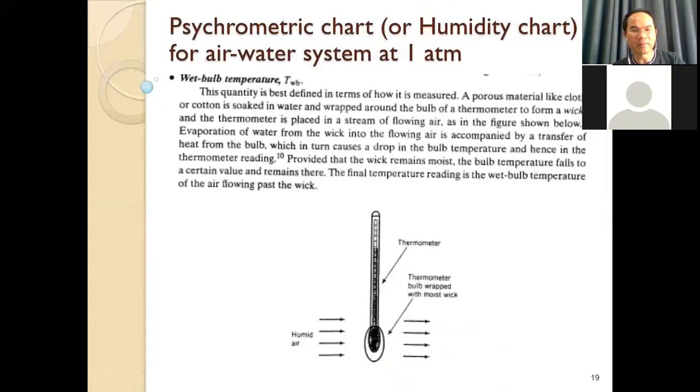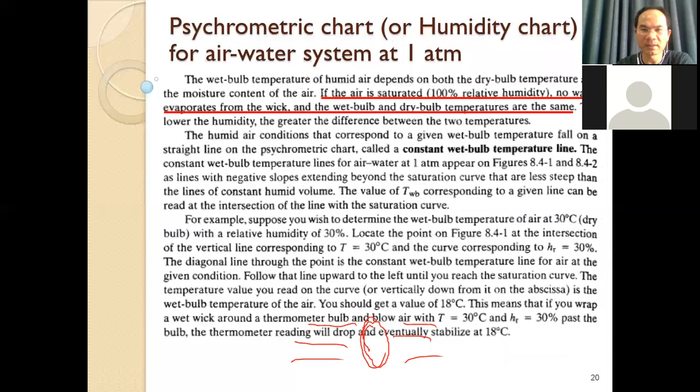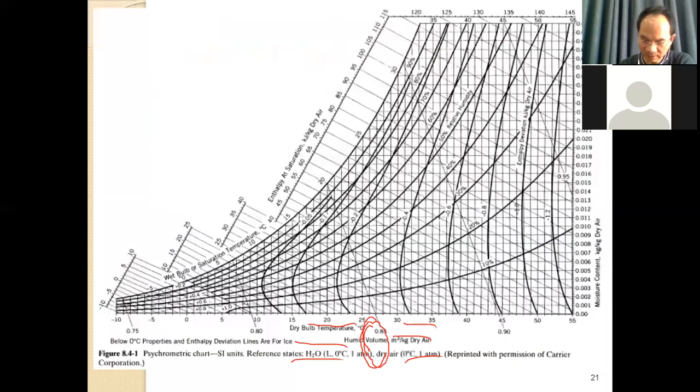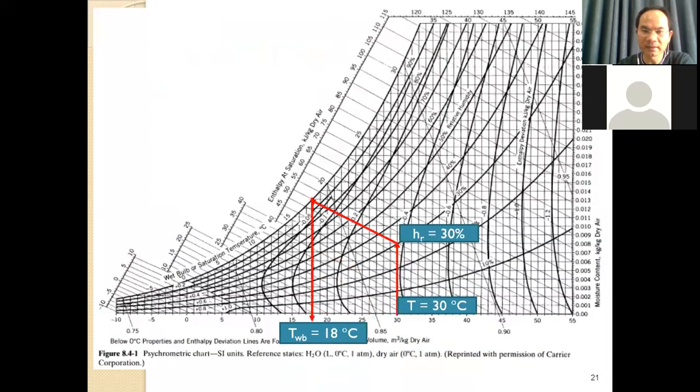For another piece of information, the wet bulb temperature is the temperature that we measure. We have some material covering the bulb that is kept wet, and then we have the humid air flow around this point, and you use the thermocouple to measure. You can see the wet bulb temperature. How do we estimate wet bulb temperature from a curve like this?